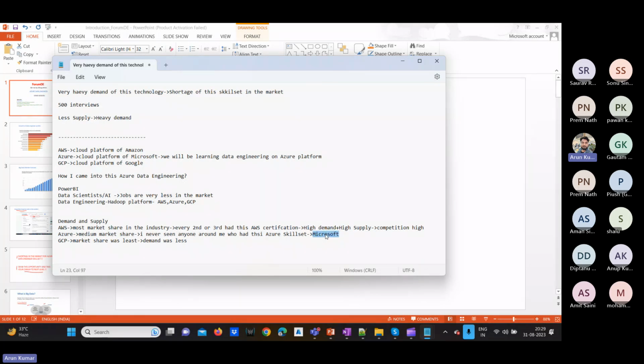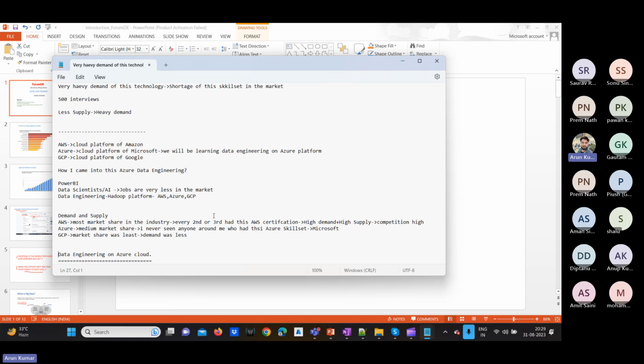So that was the time I took the decision that I would be learning data engineering on Azure cloud. That was the logic behind the decision that I took at that time. And believe me, this was one of the best decisions that I took in my life.